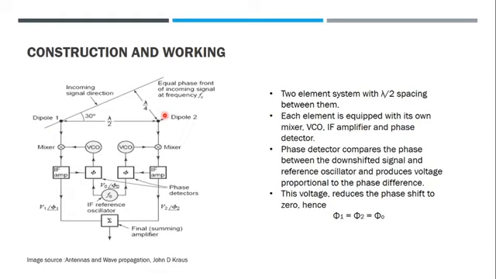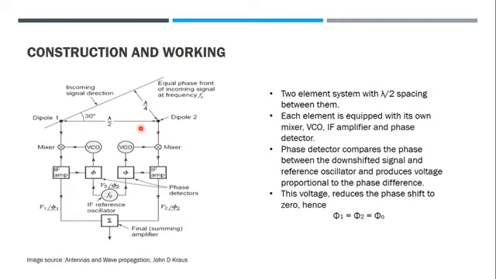Now if you observe the diagram, we can see that both dipole 1 and dipole 2 each have their own mixer. So dipole 1 has its mixer, dipole 2 has its mixer. They have their own voltage controlled oscillators, which are represented by VCO. They have their own intermediate frequency amplifier, which is represented as IF amplifier. And also they have a phase detector, which is represented by the phi symbol. So each of the antennas is equipped with this kind of equipment.